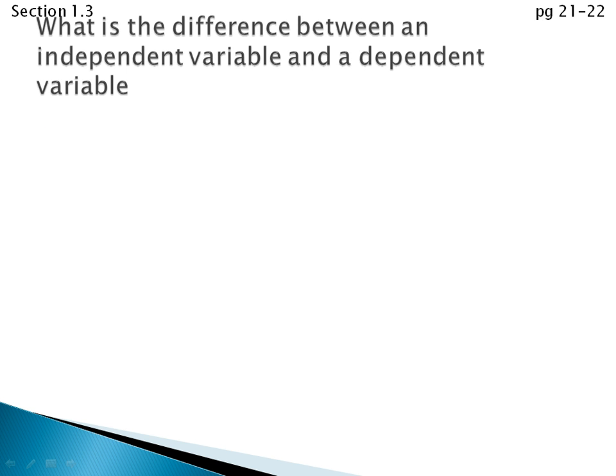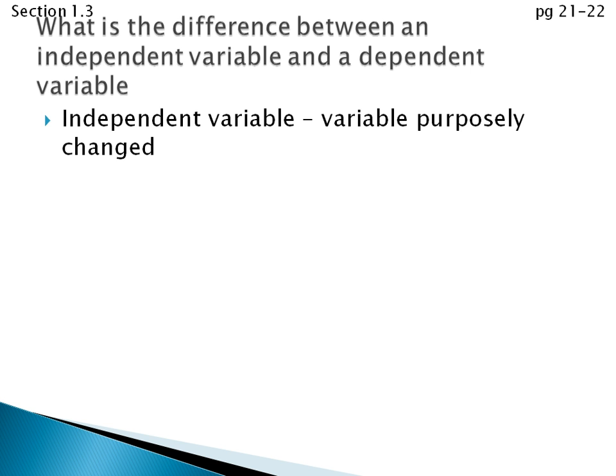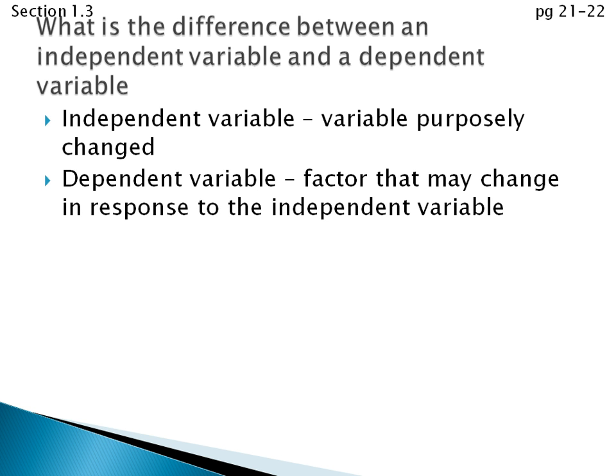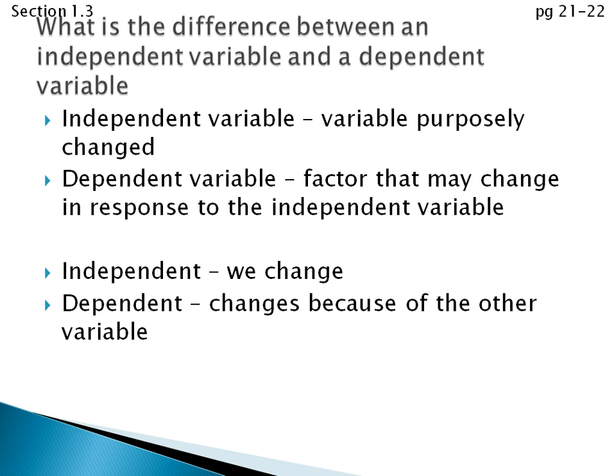The next thing is, what is the difference between independent variables and dependent variables? We take a look at it. We'll start out with independent variable, which is a variable that is purposely changed, while a dependent variable is a factor that may change in response to the independent variable. We can take a look here then to kind of sum it up. Independent things we change, while dependent variables are things changed because of other variables.